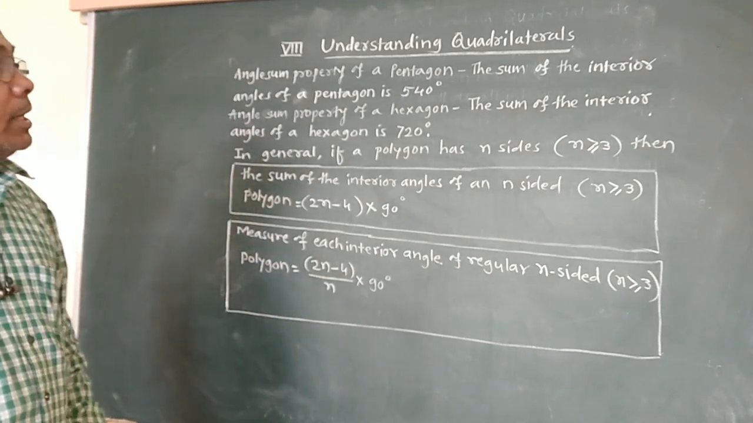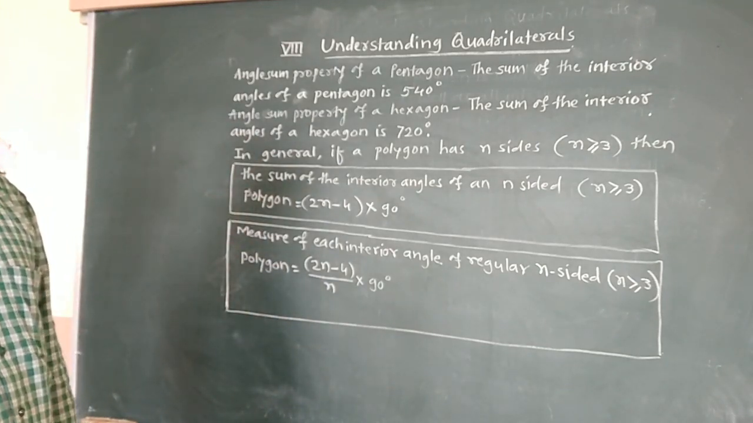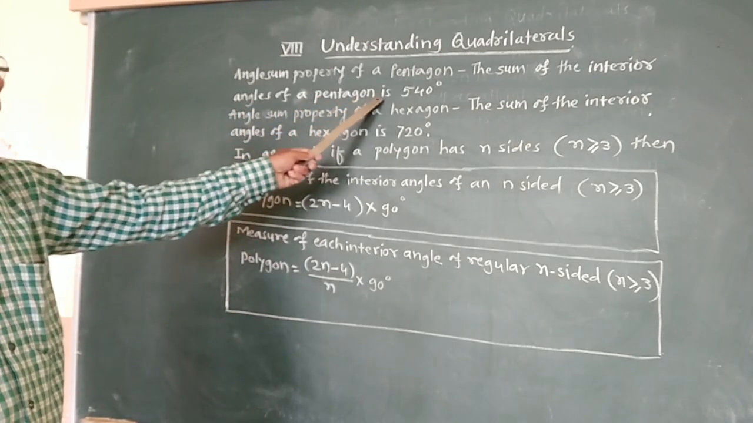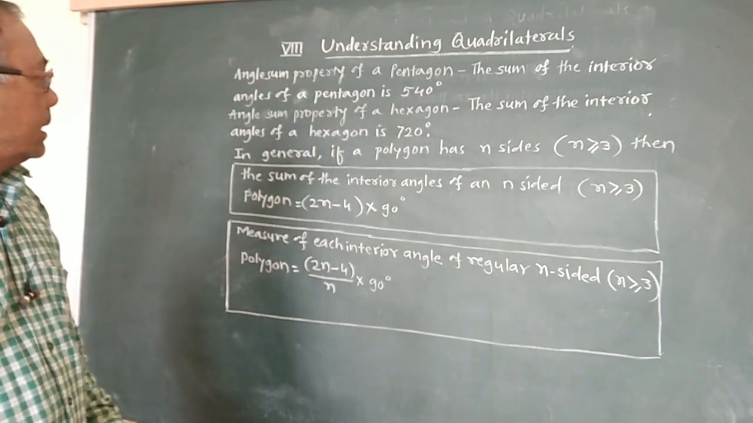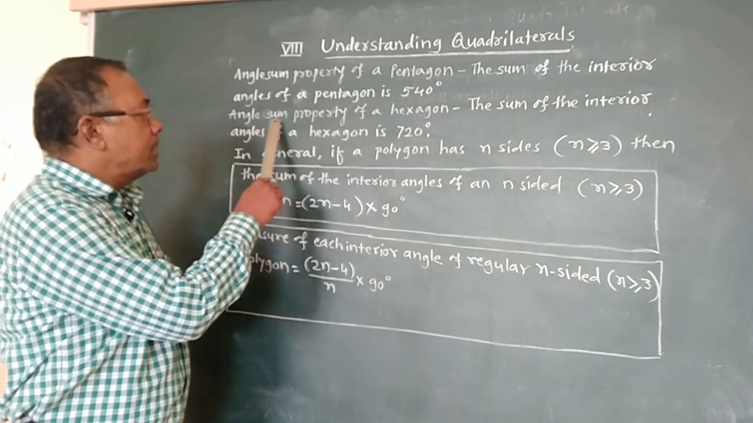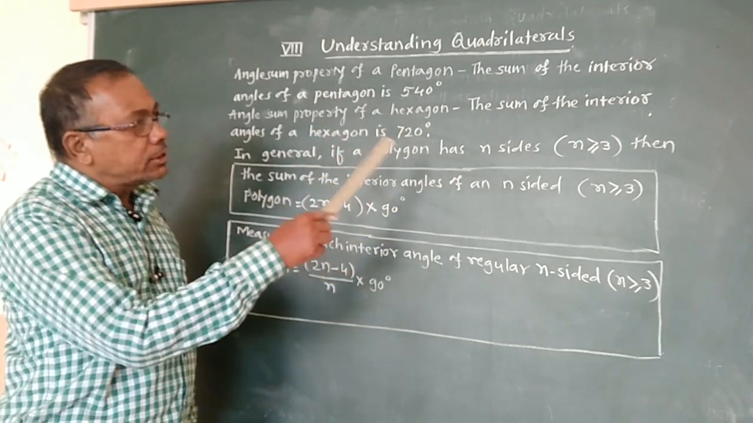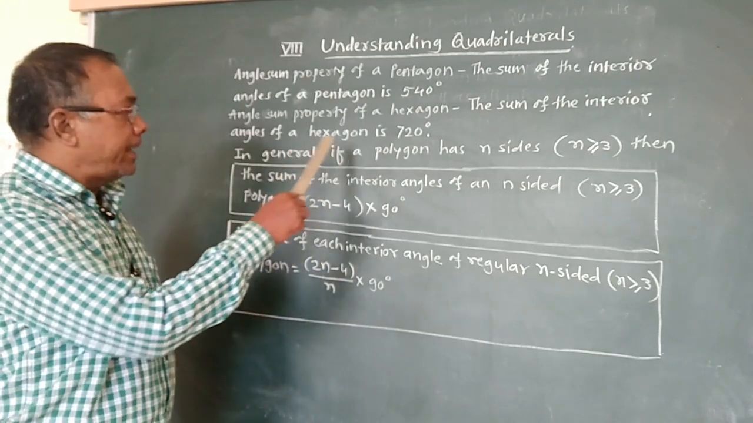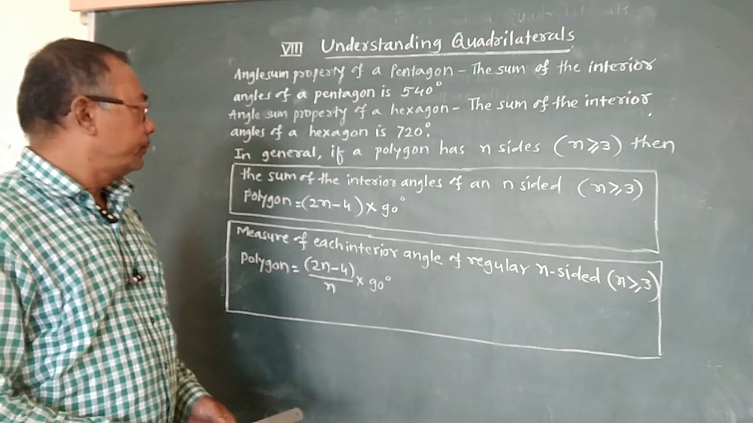The angle sum property of a pentagon is that the sum of the interior angles of a pentagon is 540 degrees. Similarly, the angle sum property of a hexagon states that the sum of the interior angles of a hexagon is 720 degrees.